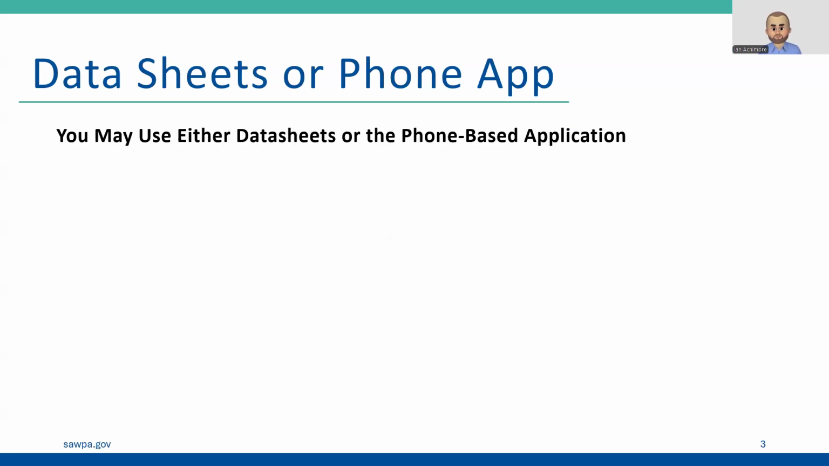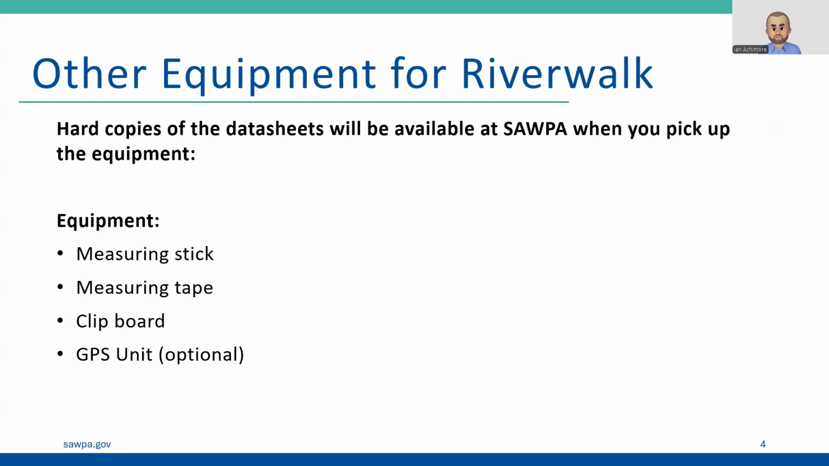As I mentioned, you may use either the data sheets, which are physical forms, or the phone-based application when recording data when you're in the Santa Ana River for this survey. There's other equipment for the Riverwalk, so you'll pick up those hard copy data sheets when you come to SAPA for your equipment. Your equipment includes a measuring stick, measuring tape, clipboard, and then an optional GPS unit.